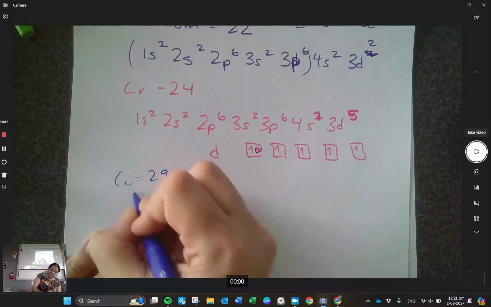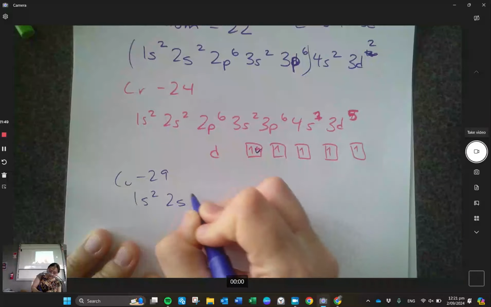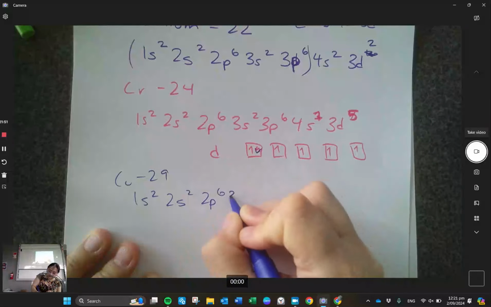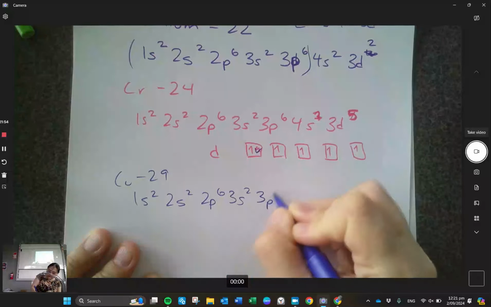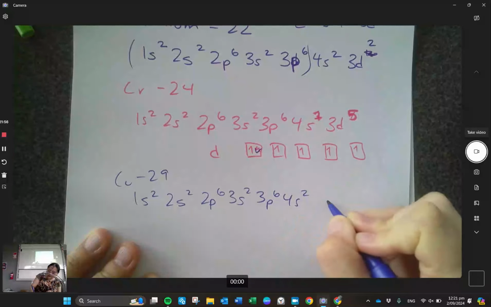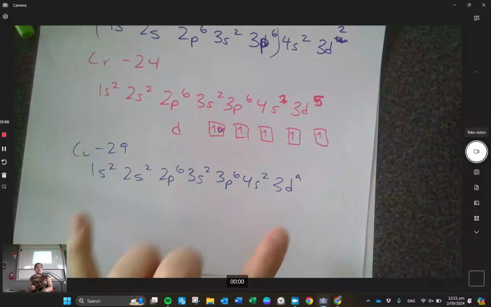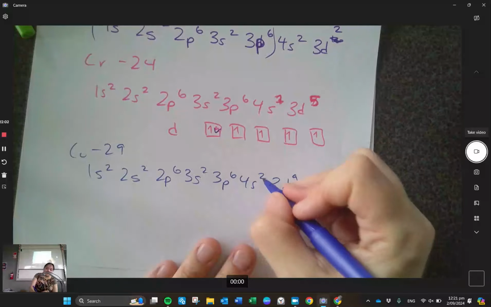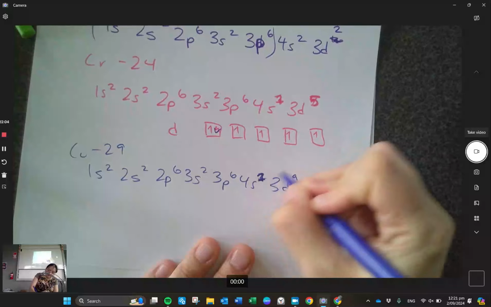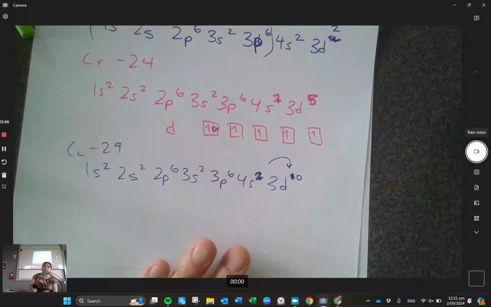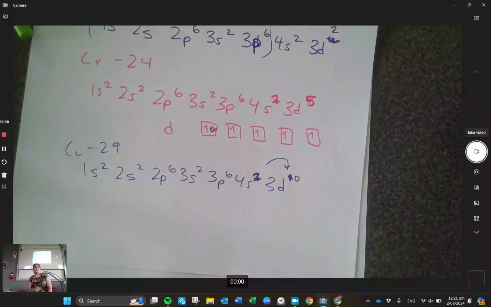So let me write it down. So this is what you think would happen, right? Because that's how you'd add up to 29. What actually happens is this becomes a 1, and it gives the electron over here, and that becomes a 10. It's more stable to have a full D shell. So some weird exceptions to the rule.